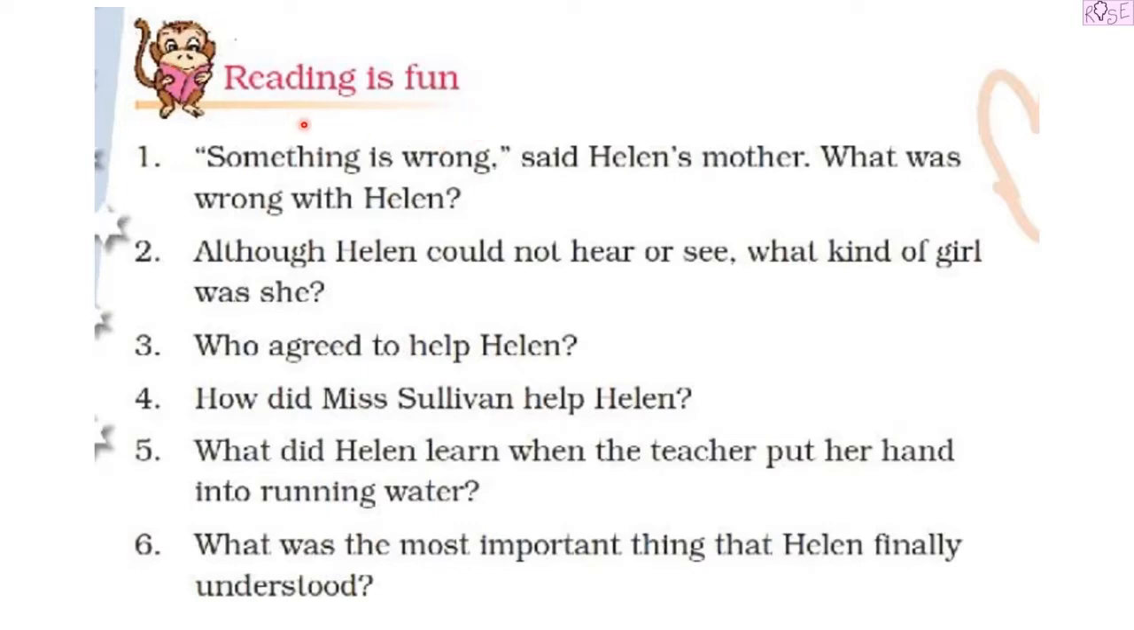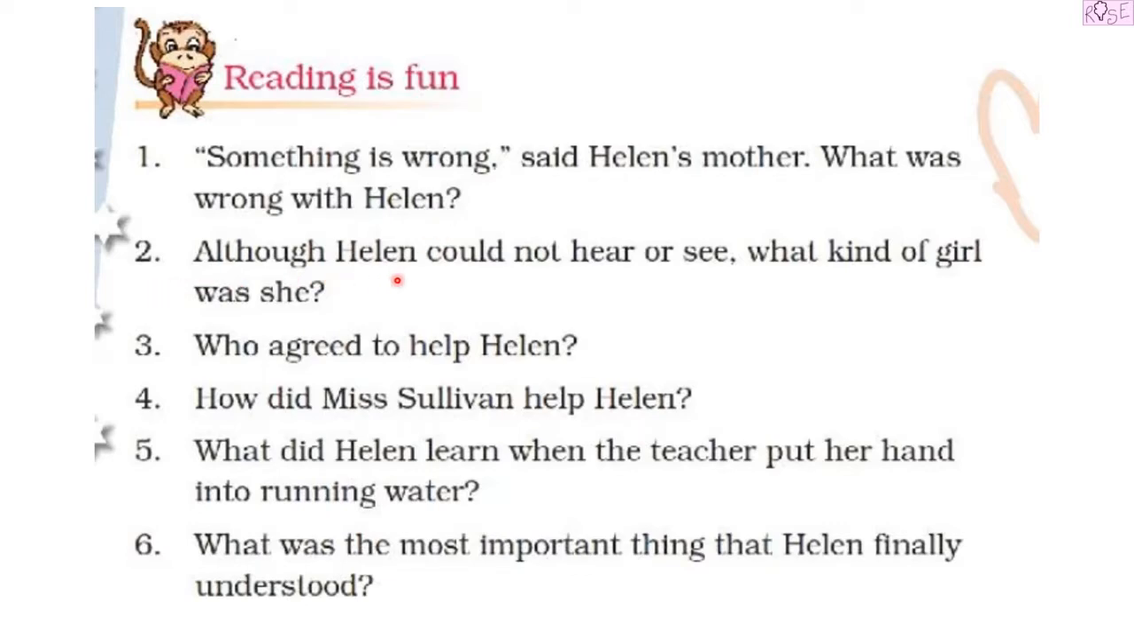So in this section, reading is fun, we have given 6 questions. We have to read all these questions and write their answers. So the first question is, something is wrong, said Helen's mother. Yes, in the story, Helen's mother said something is wrong. What was wrong with Helen? So we have to tell what was wrong with Helen, because this statement was used for Helen by her mother.